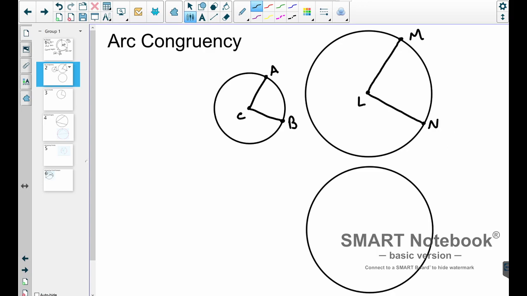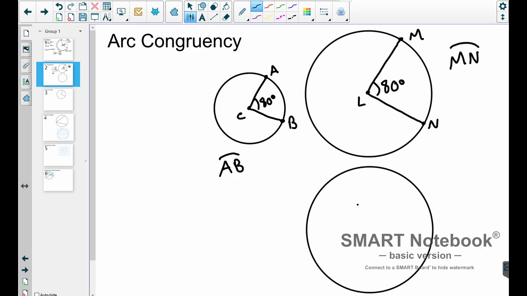So we have these two central angles that create arcs. Of course, there's arc AB here and arc MN over here. And let's just say their central angles both measure the same. That looks just under 90, so we'll just say 80 degrees, just to eyeball it. So we'll say these both measure 80 degrees.